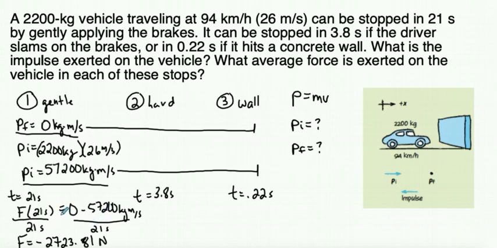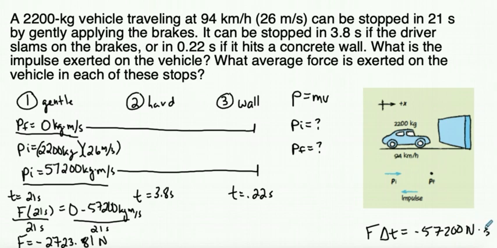All right, now I kind of jumped ahead of myself a little bit here because the question that we had to ask here is, what is the impulse exerted on the vehicle? So remember, impulse, I'm kind of writing it out over here, impulse was F delta t. So the impulse here is going to be equal to the change in momentum. Well, the change in momentum is going to be the same for all three scenarios. It's going to be 0 minus 57,200. So that is just a negative 57,200.